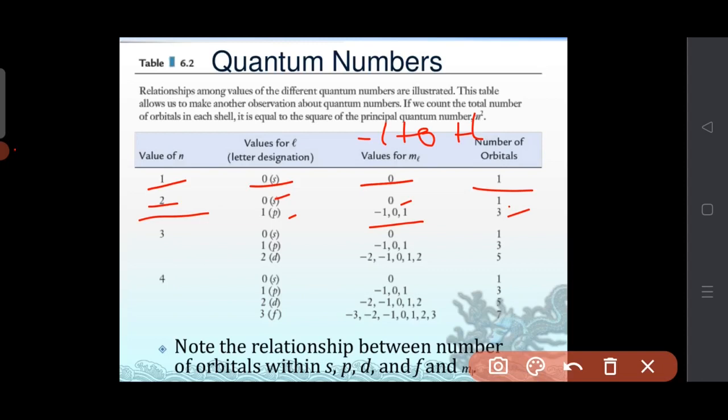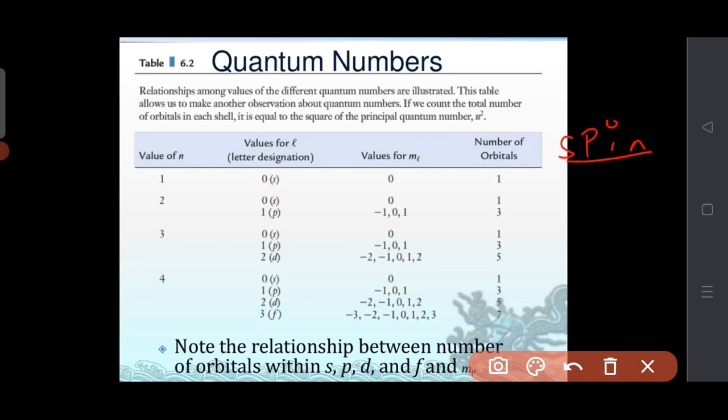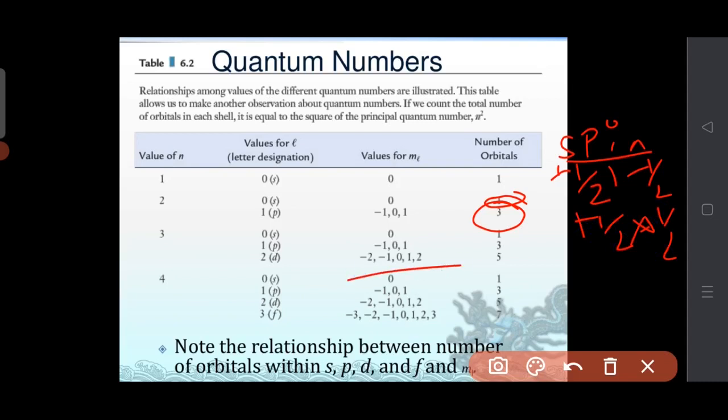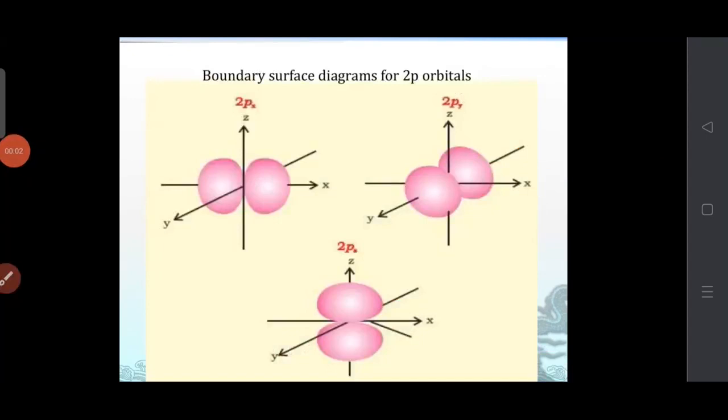Okay. And the number of electrons: each orbital can contain a maximum of 2 electrons. So, for each we can say the spin quantum number. Here we can say the spin quantum number for the number of orbitals: for 1, plus half, minus half, total 2. For 3, plus half, minus half, so total 3 into 2 means 6. Okay. So, by this way we will get the px, py and pz orbitals.